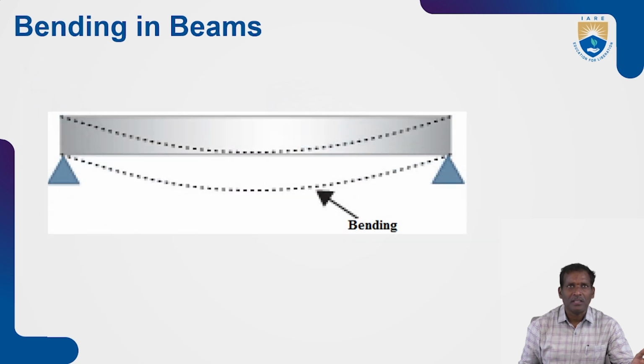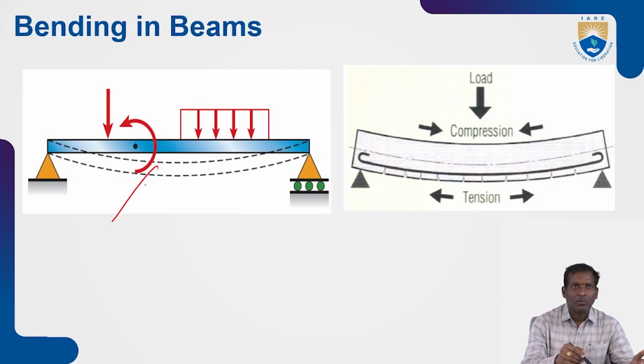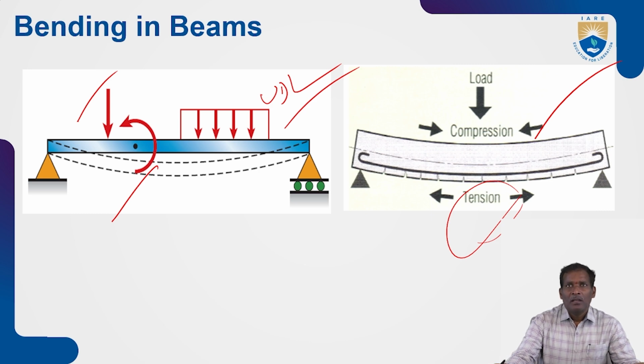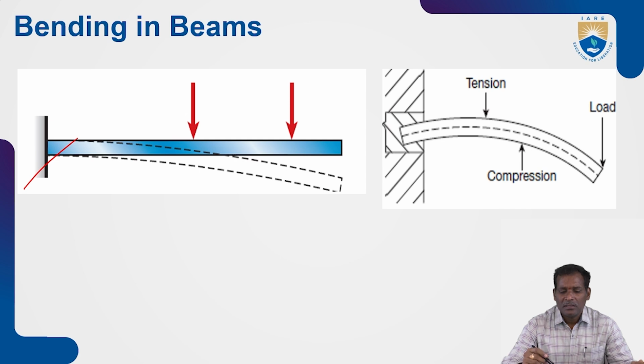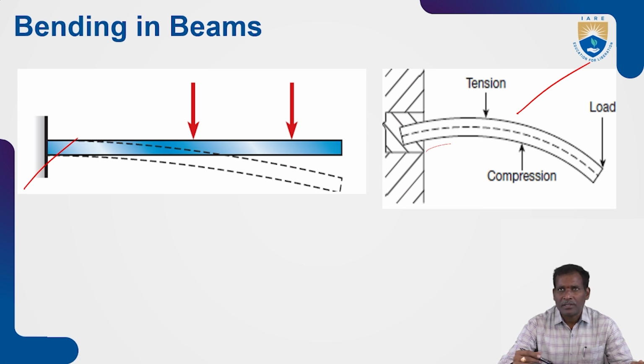undergoing compression. See in this diagram, the beam bends like this whenever subjected to moment, point load and UDL. The top layer undergoes compression and the bottom layer tension. In the cantilever beam case, the beam bends like this. In this, the top portion is tensile in nature, and the bottom one is compressive in nature, whenever the load is acting at this free end.